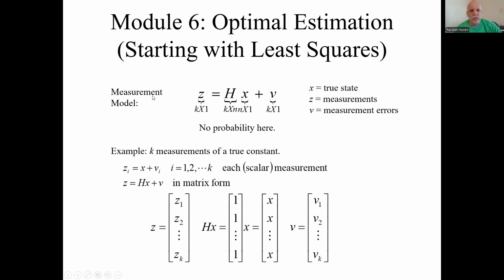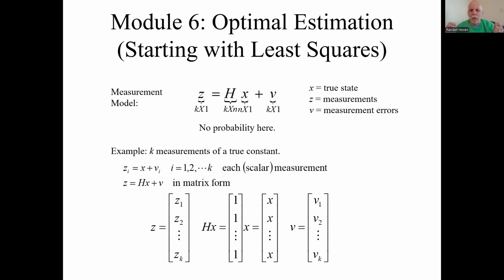So let's start with this measurement model. And we got this in our state space in module 5. z equals Hx plus v. z is the measurement. x is what you're trying to estimate. And v is some error. And we'll define what the error is in a second.